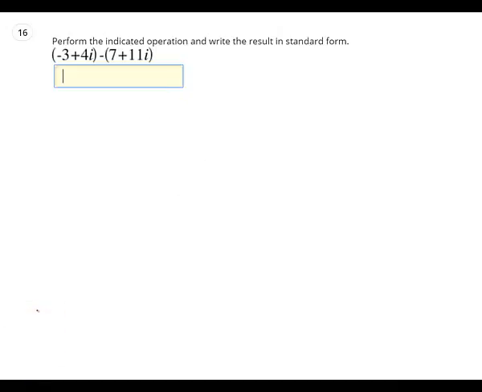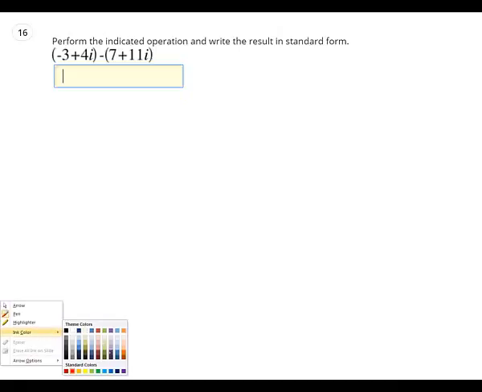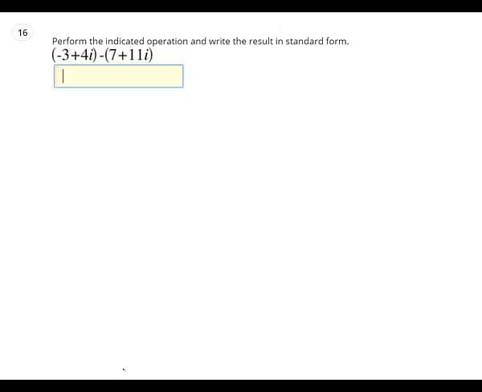Okay. So, we need to perform the indicated operation. We've got the good old i's. Again, these should be nice problems, right? These are ones we shouldn't be getting wrong. What do we need to do with that negative to begin with? Distribute. So negative 3 plus 4i minus 7 minus 11i, not plus 11i.